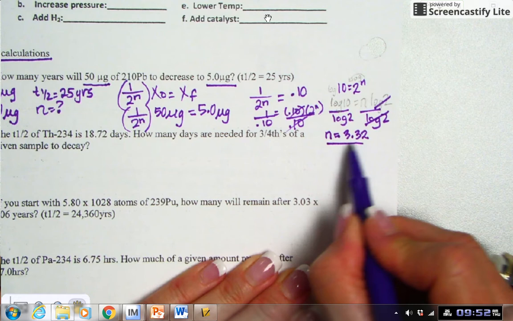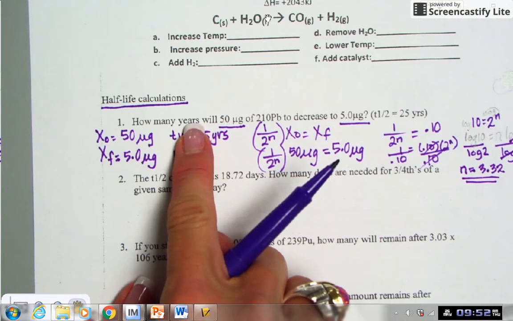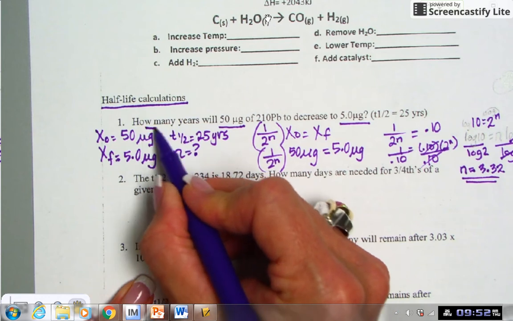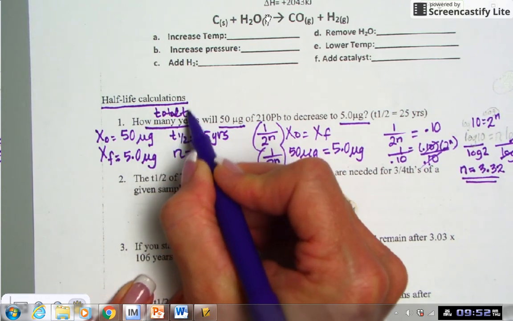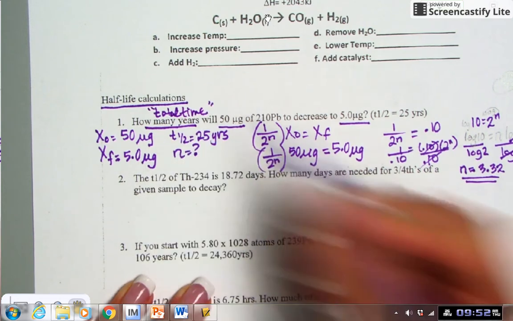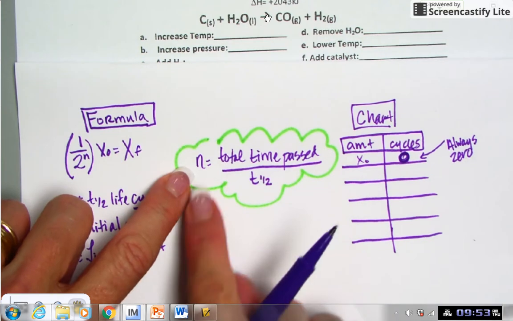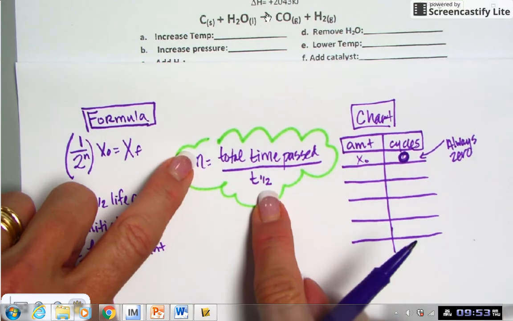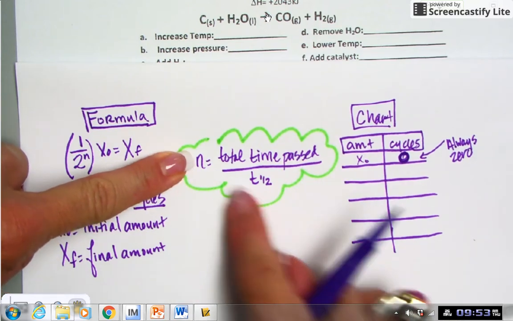Okay. Now, this is the cycles. The question wanted us to figure out how many years. How many years is what we're calling total time. So I want to know how much total time has passed. So now that we know our n, we can plug into this formula. We know the n and we know the half-life. So to find total time, we're going to cross multiply n, the cycles, times the half-life.